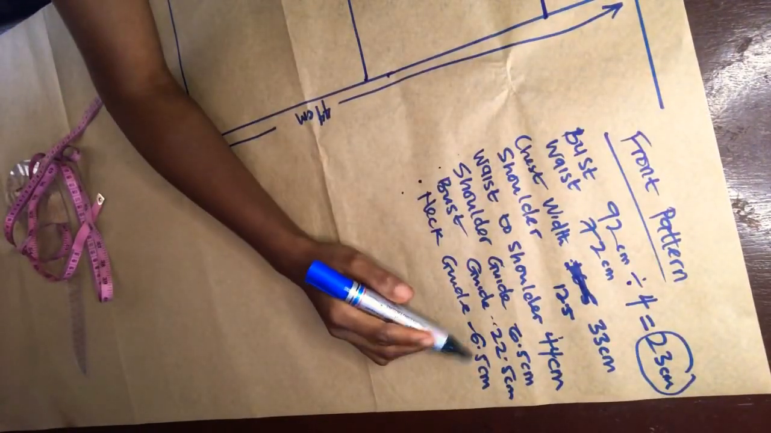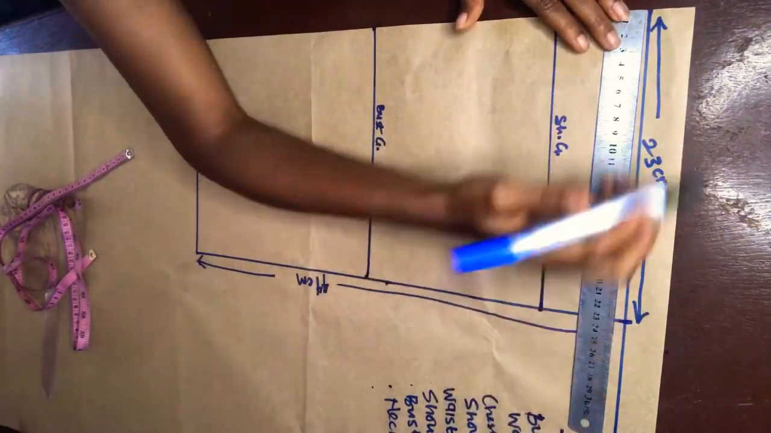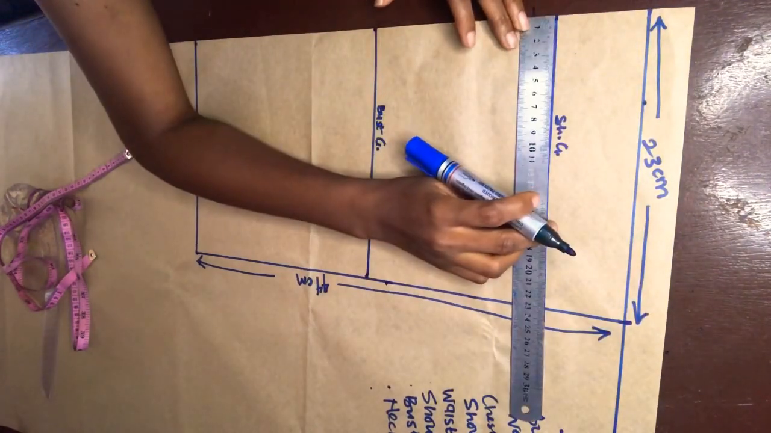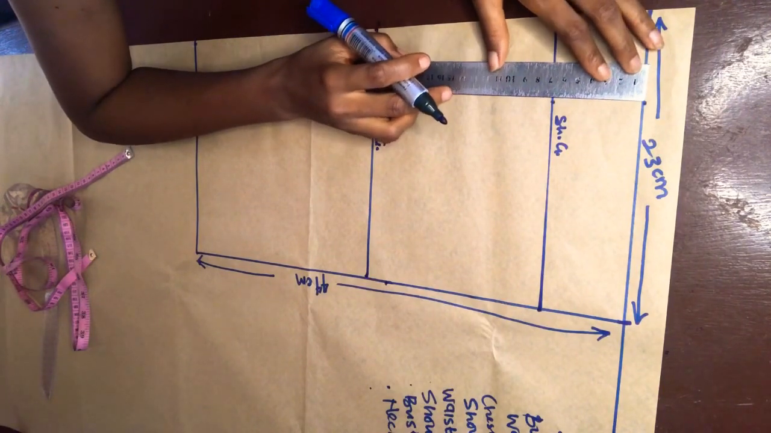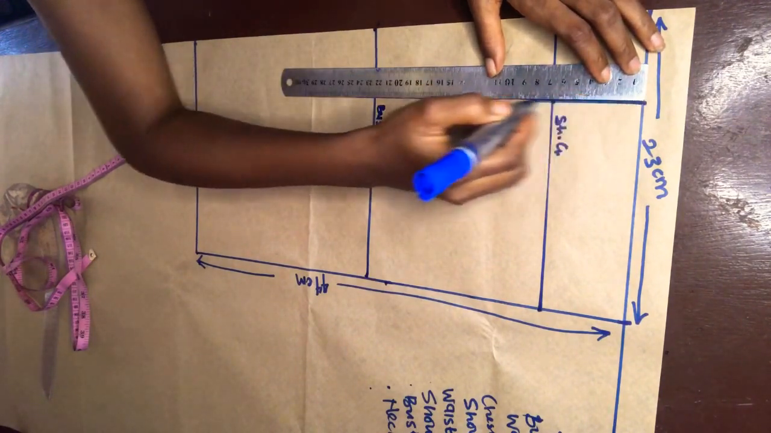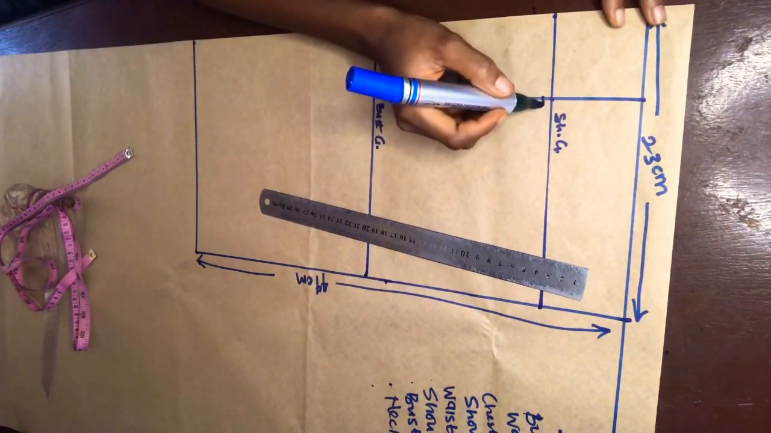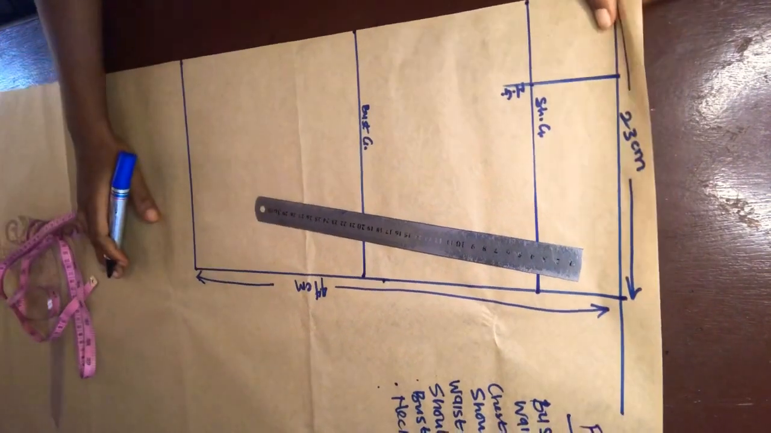The next thing now is to measure our neck guideline. So neck guideline is also 6.5 centimeters. We're going to start from the center front. That's the center front right there. Just measure 6.5 inside. Then just try to draw a straight line, just a little bit below the shoulder guideline, and label it neck guideline.